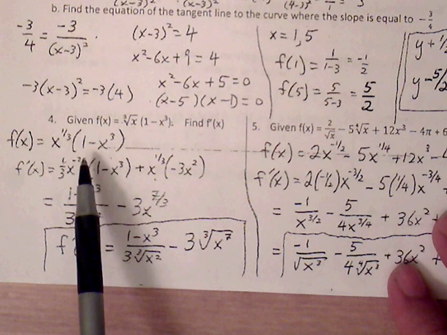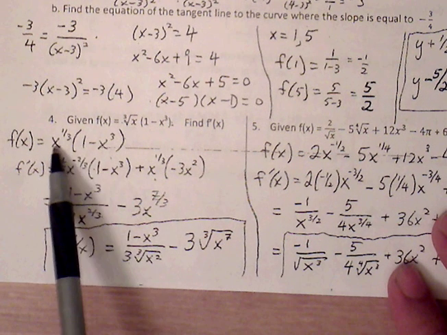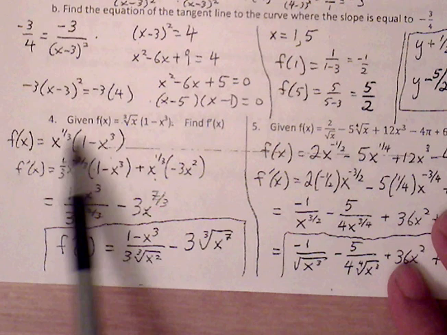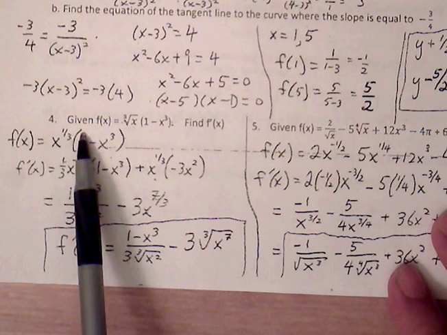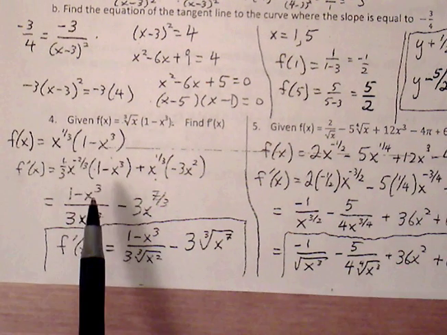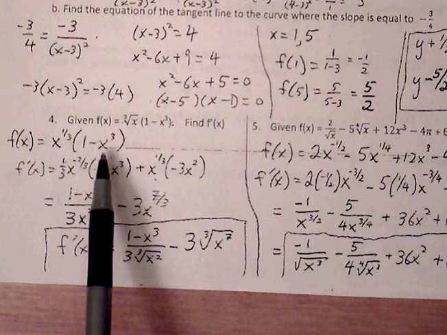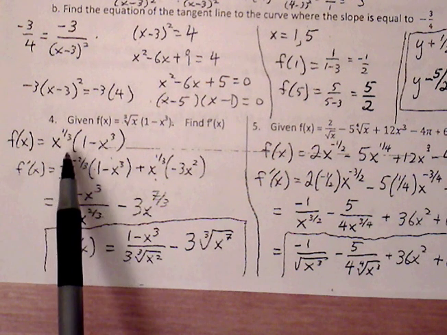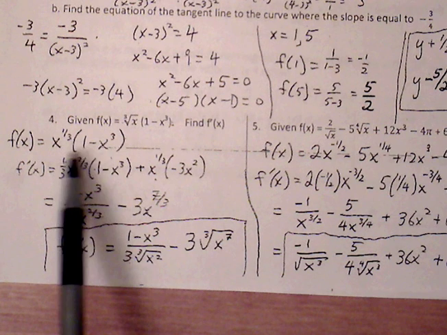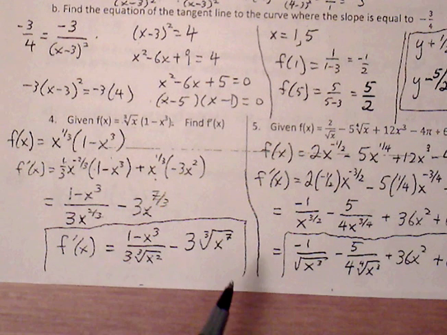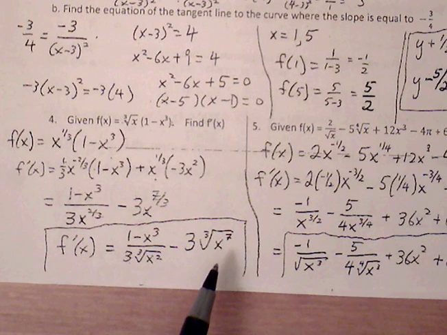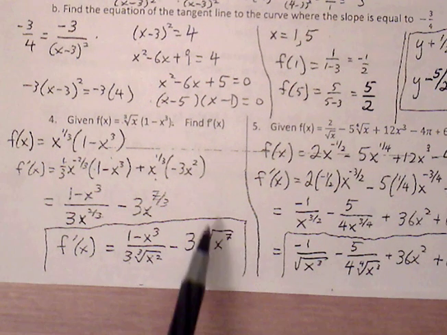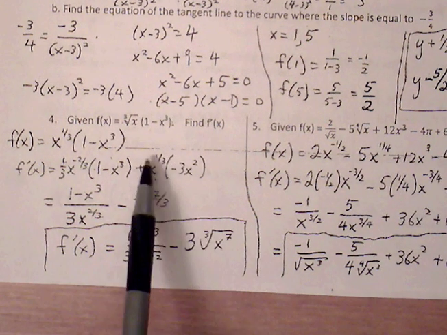Actually, we could have avoided product rule. We could have distributed this through, and once we get rid of the parentheses, we could have just went through product rule separately for the first term x to the 1/3, and then for the second term x to the first.